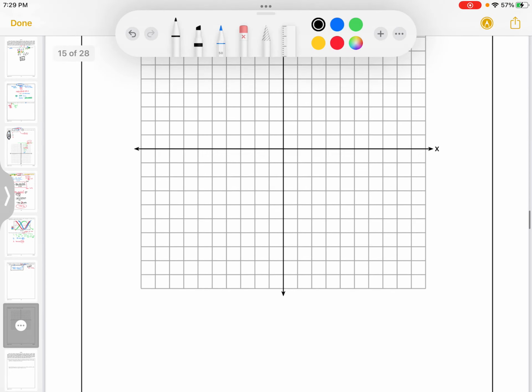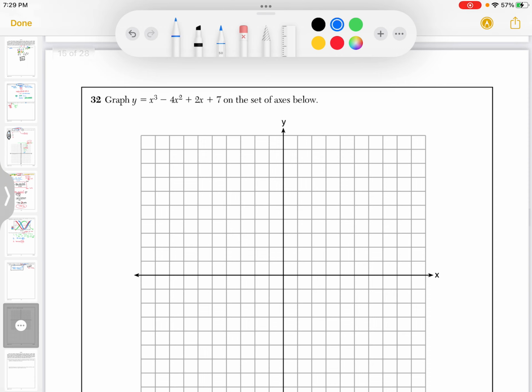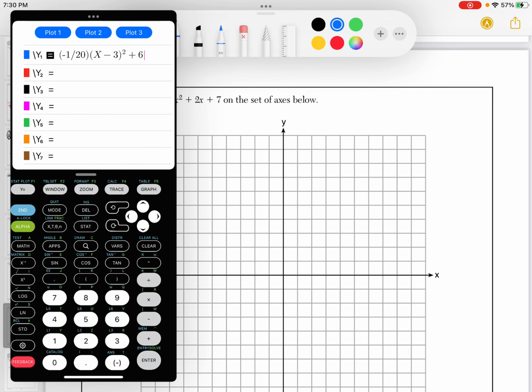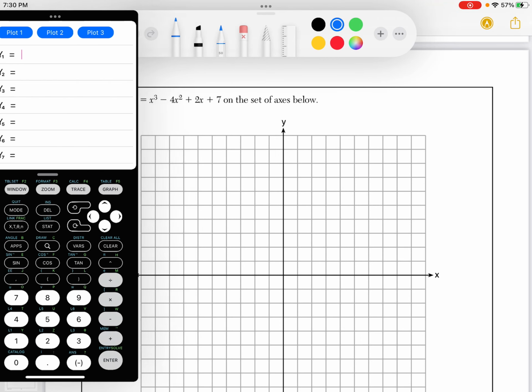All right, number 32. I loved that they put this example on the exam. It is such an easy one, guys. It's just graph y equals x to the third minus 4x squared plus 2x plus 7. Perfect. Calculator. If I'm graphing something, I go to my y equals and I type it in.